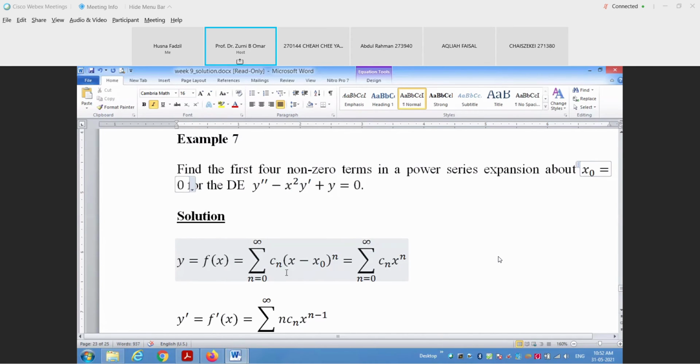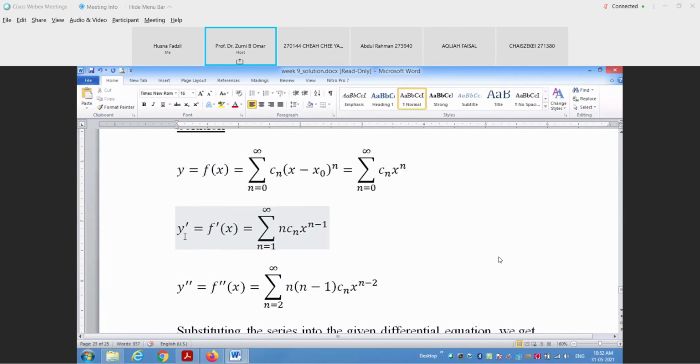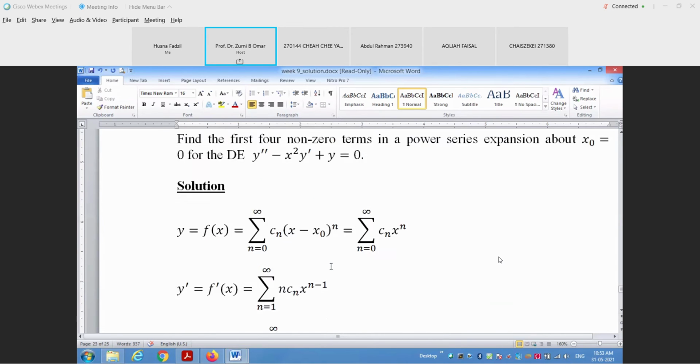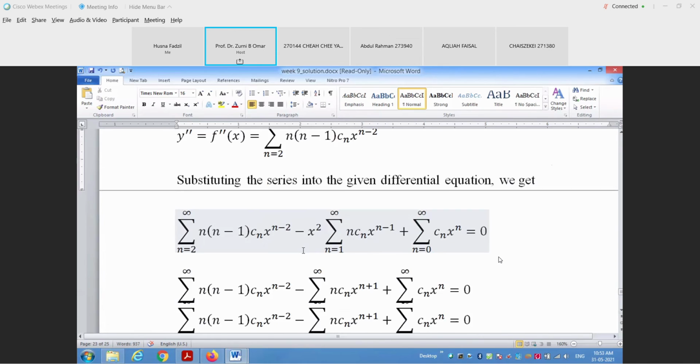So now you find this, and then based on the given equation, you need to find y prime and y double prime as well. So you differentiate y, you get y prime. You differentiate y prime, you get y double prime. Of course, in terms of series. And then you plug y double prime, y prime, and y in terms of series, and then you need to simplify this.